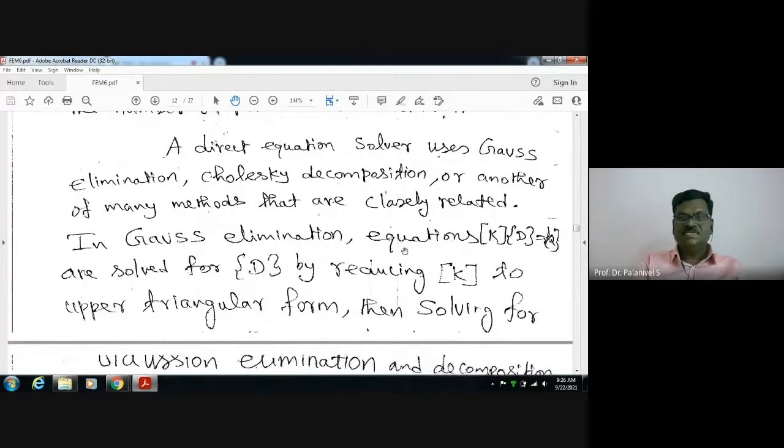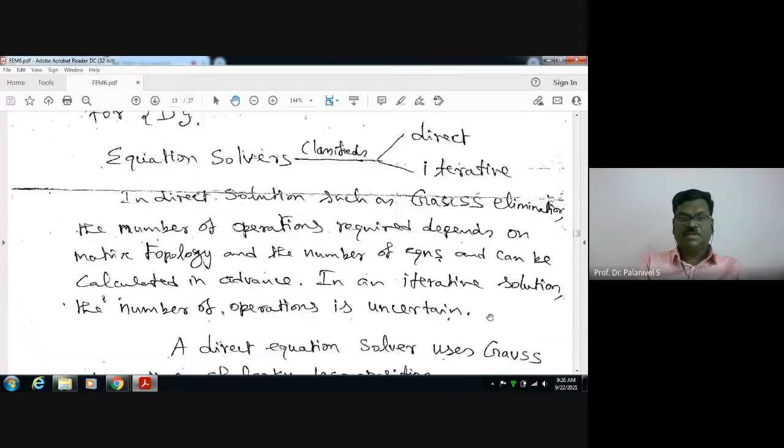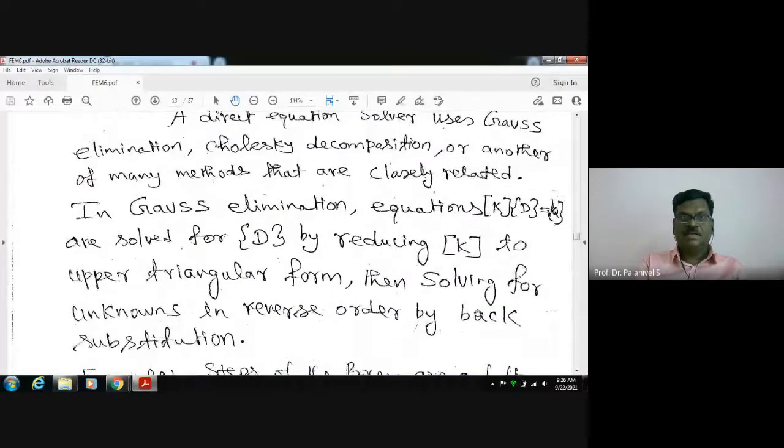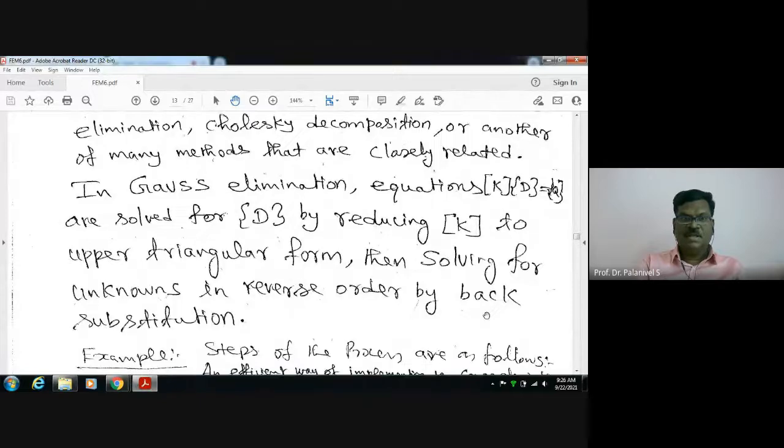In Gauss elimination, the equation K matrix into D vector is equal to Q vector is solved for D by reducing K, the global stiffness matrix, to upper triangular form, then solving for the unknowns in reverse order by the back substitution method. Please see here in Gauss elimination, K D equal to Q is solved for D by reducing K to upper triangular form.